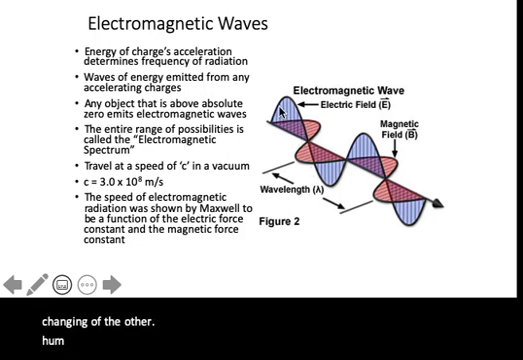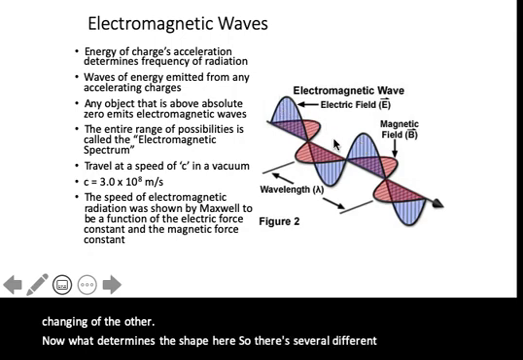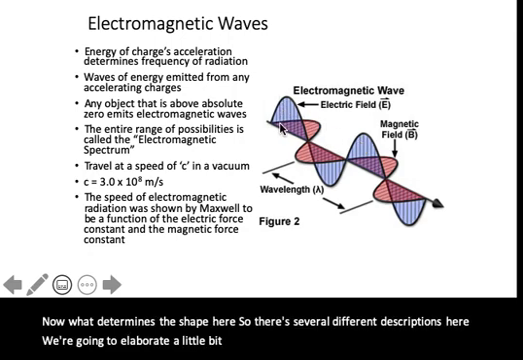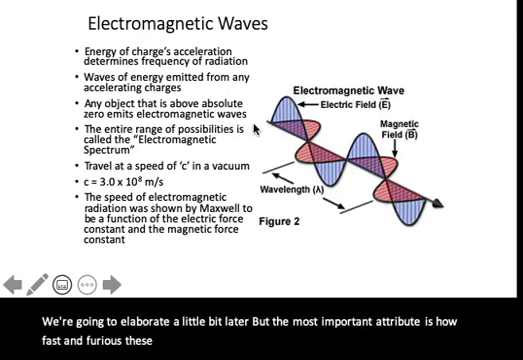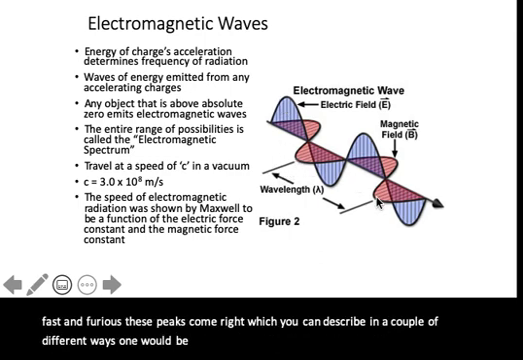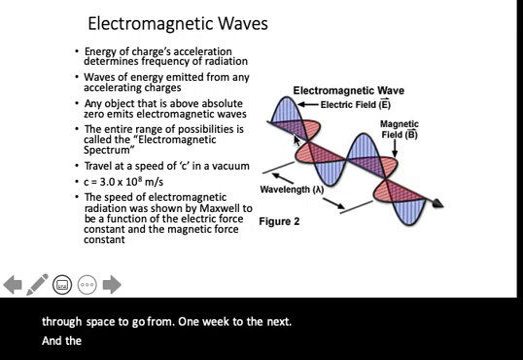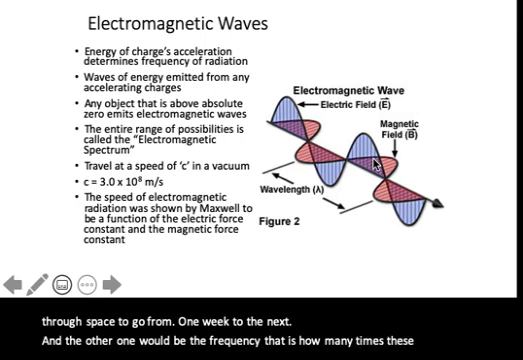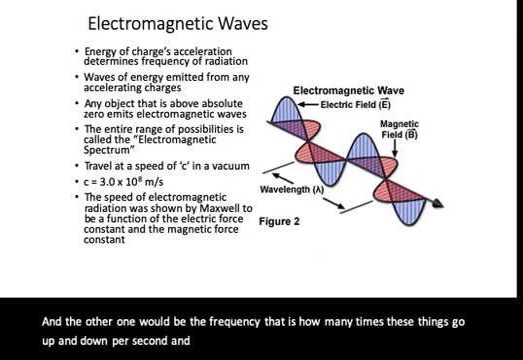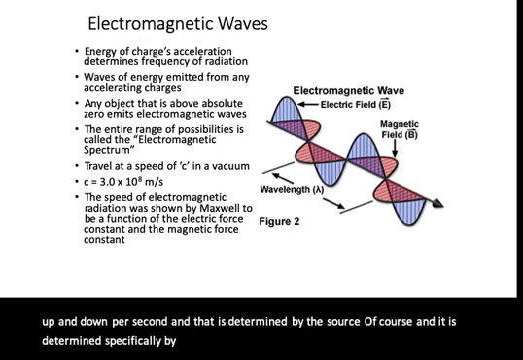Now, what determines the shape here? There are several different descriptions here. We're going to elaborate a little bit later. But the most important attribute is how fast and furious these peaks come, right? Which you can describe in a couple of different ways. One would be the wavelength, that is how far you have to travel through space to go from one peak to the next. And the other one would be the frequency, that is how many times these things go up and down per second. And that is determined by the source, of course, and it is determined specifically by the energy that the source is using when it's accelerating, right?